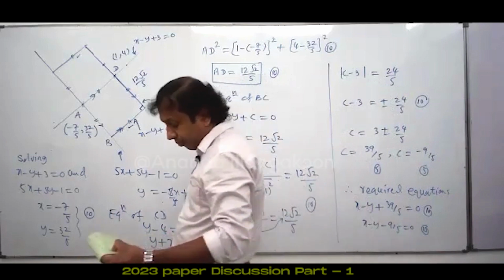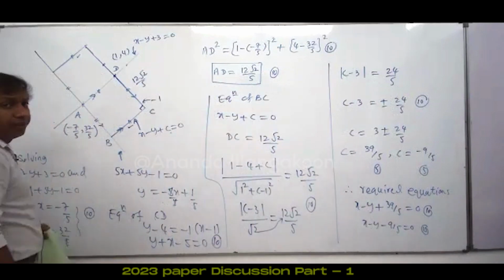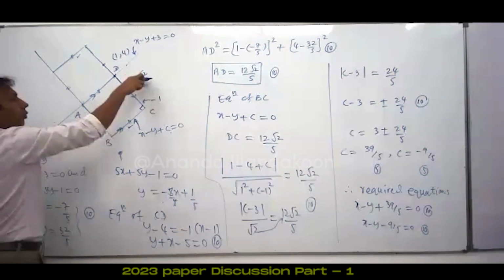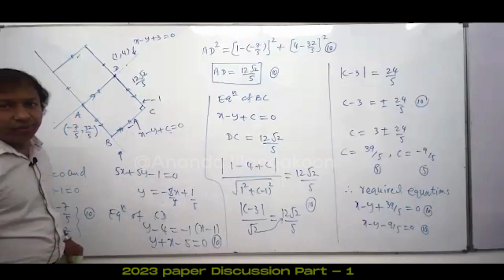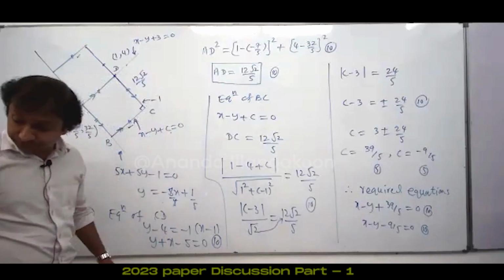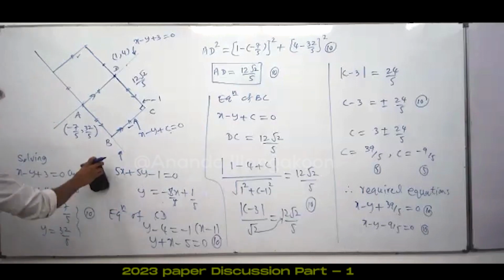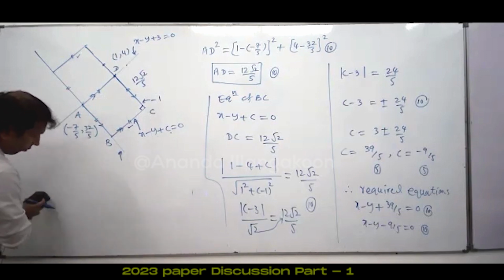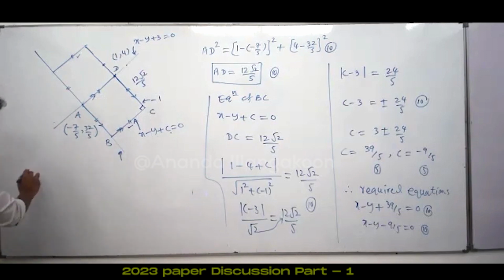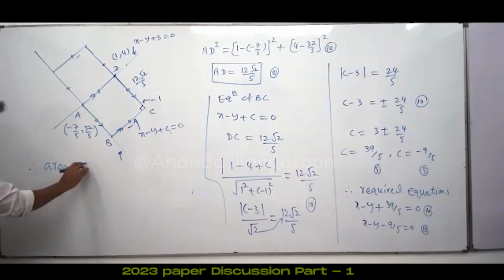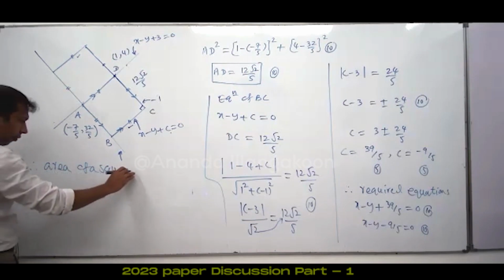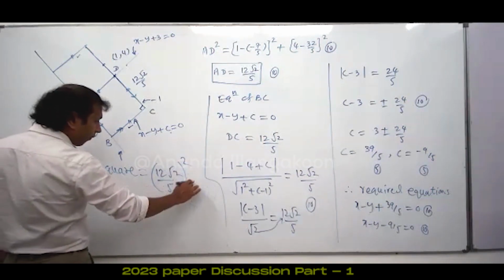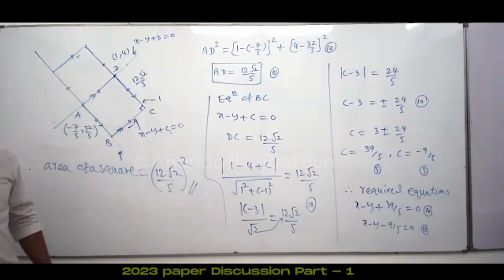Finally, asking the area of a square. Area means this length and width, no? The side we know, 12 root 2 by 5, no? Then we have to multiply that by itself. Then the area you can write as the last answer. Therefore, the area of a square is 12 root 2 divided by 5 perfect square. This way we can complete that question too.